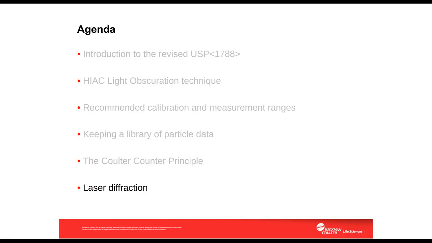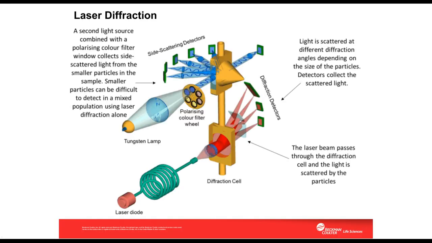Now, coming to our last topic today, we'll take a look at laser diffraction, the third complementary method described in 1787 alongside HIAC and Coulter. Now, laser diffraction is an ensemble technique, so it measures a population of particles all at the same time instead of the other two, which is one at a time. So it gives a distribution of the particles present in the samples under test.